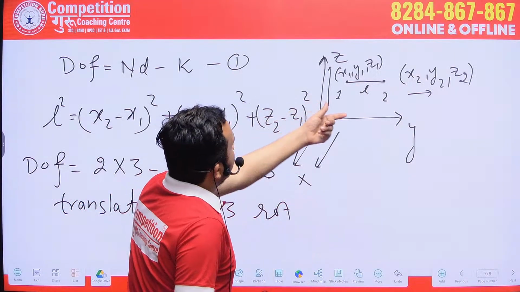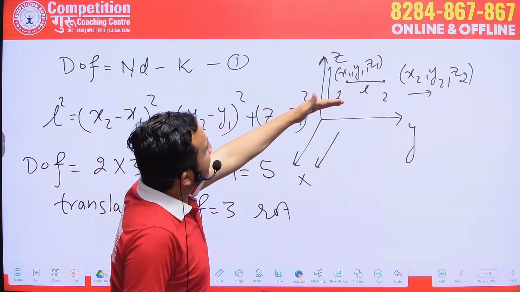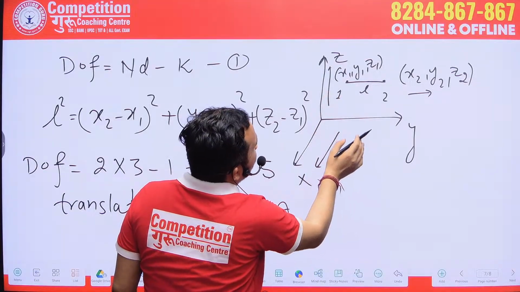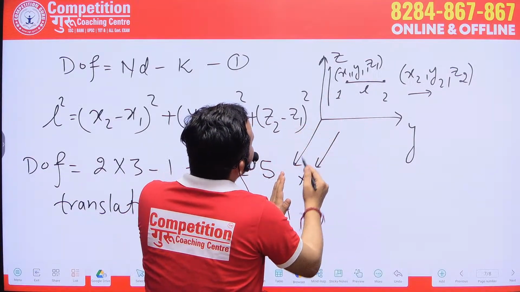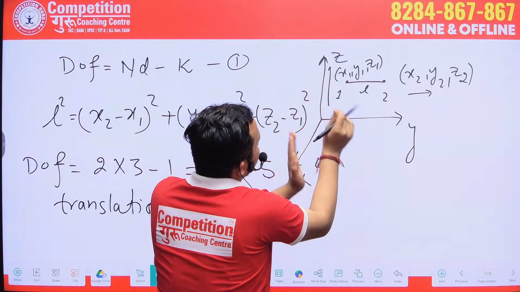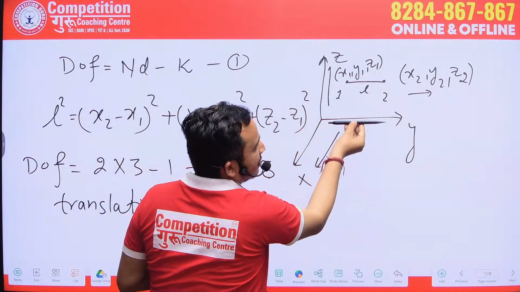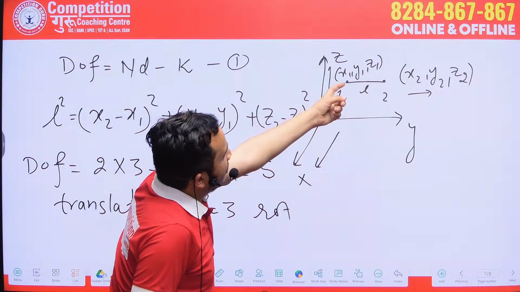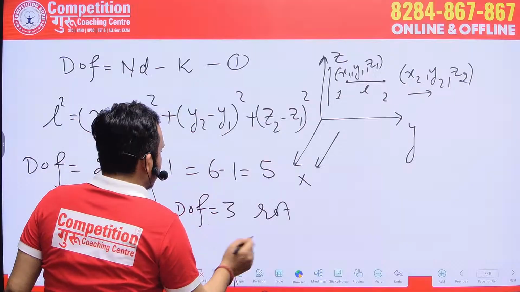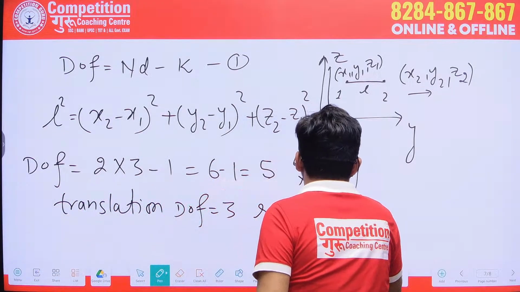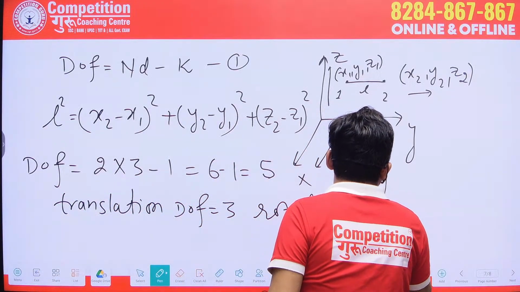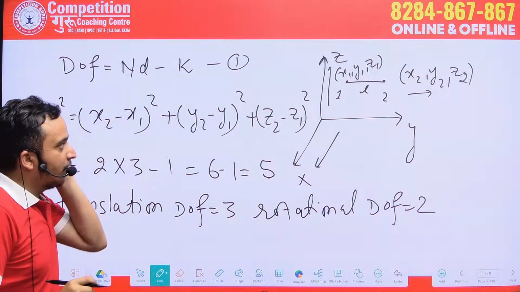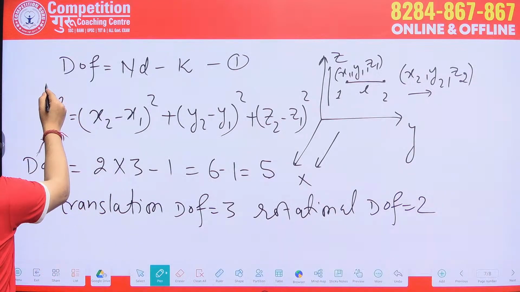Or 2 degrees of freedom are rotational. Because these particles are along the x-axis, they can rotate about the y or z axis, but they cannot rotate about the x axis. So that is the concept of the moment of inertia. So rotational degree of freedom is 2.